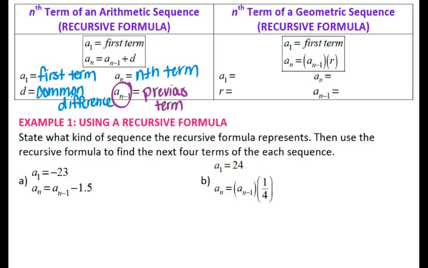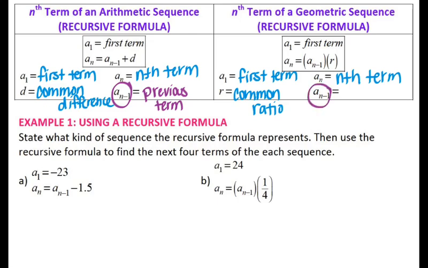Same thing for geometric sequences. a_1 represents the first term. r is your common ratio since it's geometric. a_n is the nth term. And a_(n-1), again, that's what's new today, and that's the previous term.